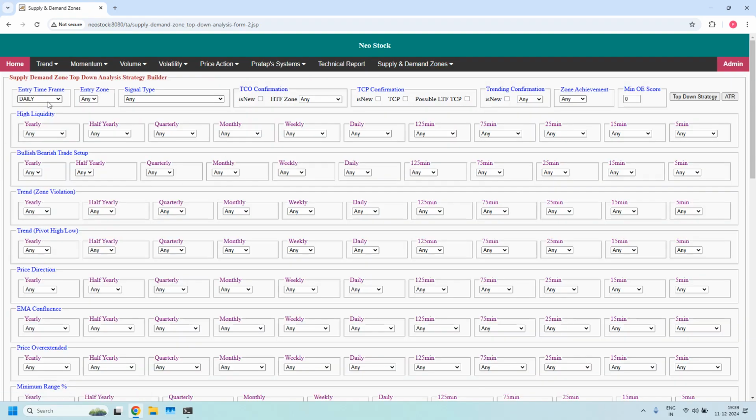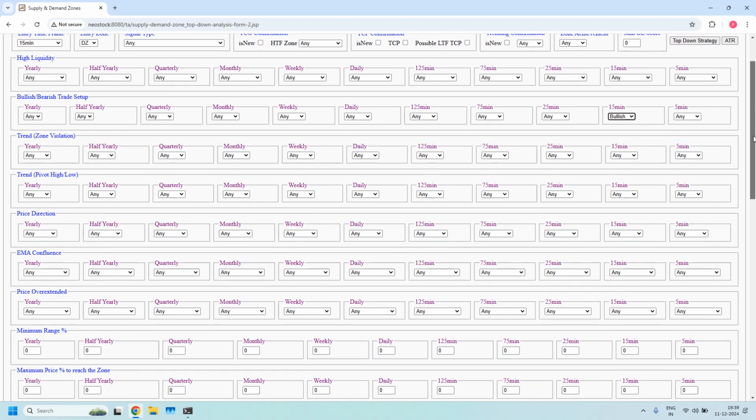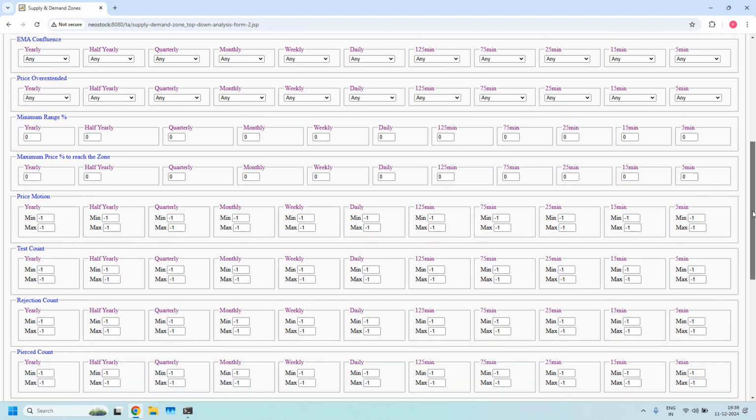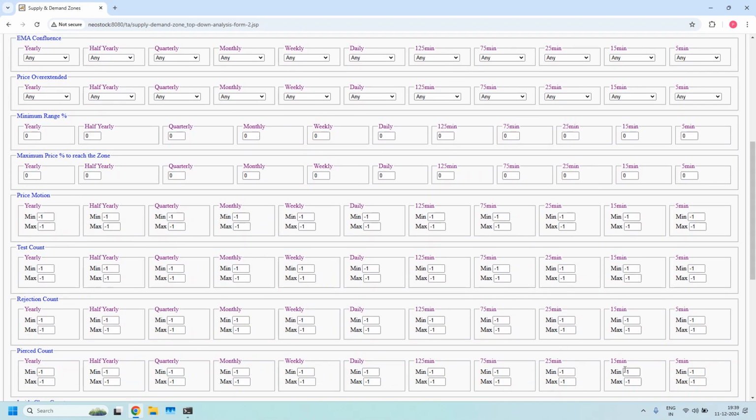Daily income trade bullish trade setup, entry time frame 15 minutes, entry zone demand zone, bullish or bearish trade setup at 15 minutes. I am selecting bullish. This 15 minutes demand zone should not be pierced. So in the pierced count, at 15 minutes time frame, I am setting minimum value 0, maximum value 0.